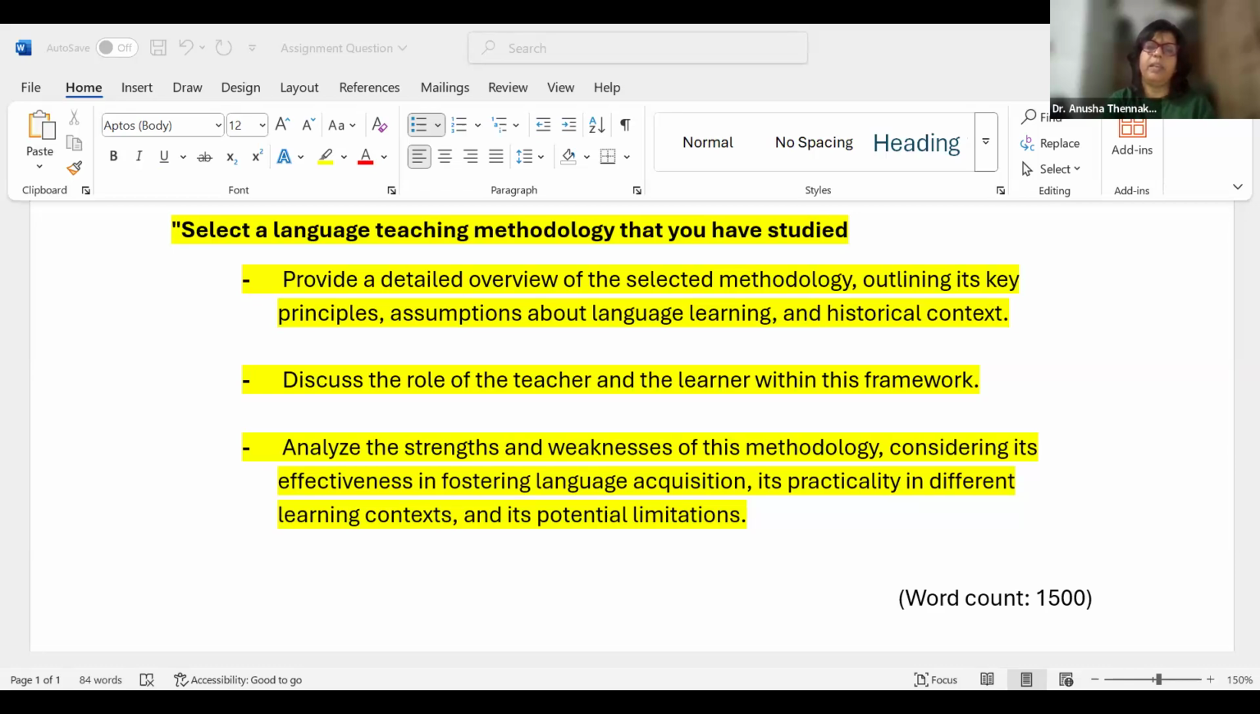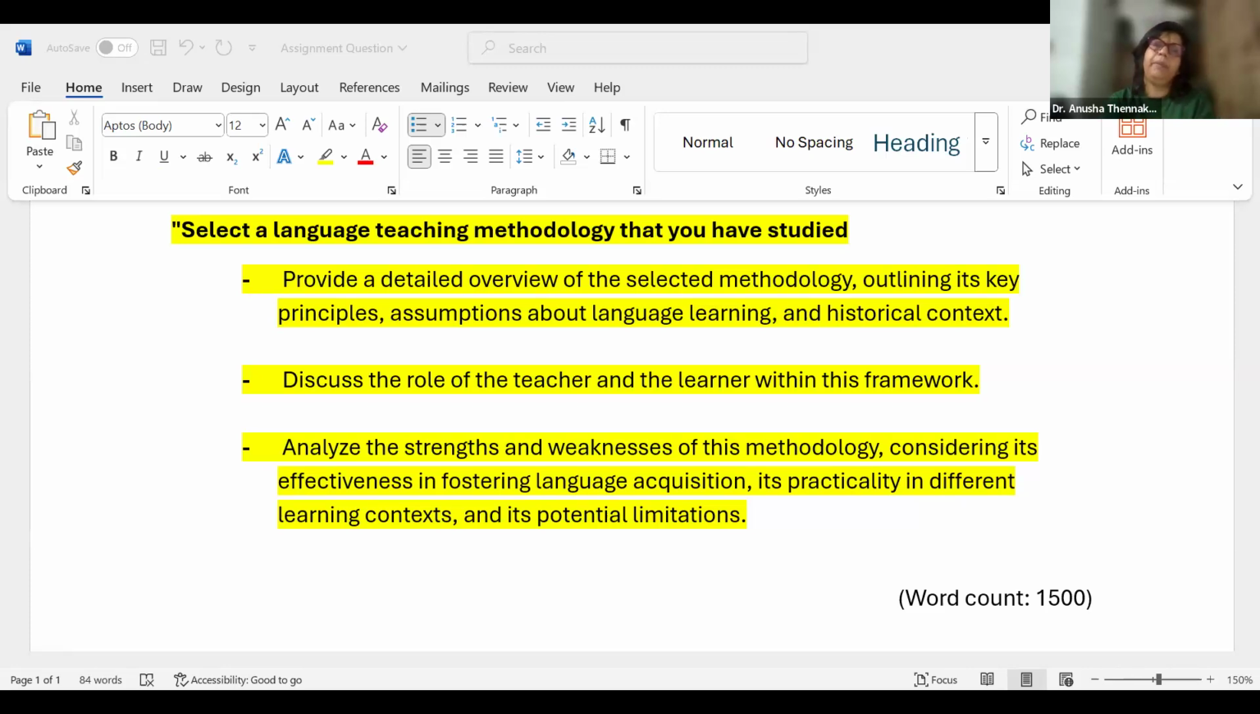Okay, so then there are 5 methods actually you can select. And some methods are successful methods. For an example, task-based learning, then communicative language teaching. But it doesn't matter. Audiolingual method is out of date, but even then you can take it. So you are answering the assignment questions with reference to audiolingual method. It doesn't matter.